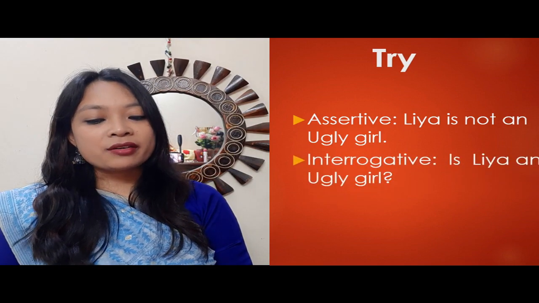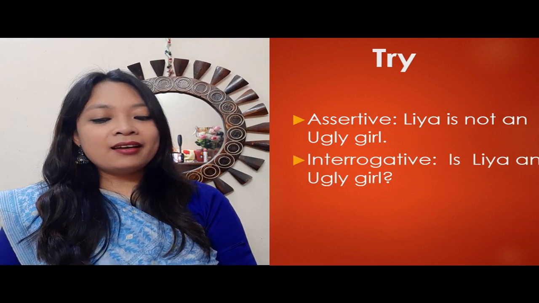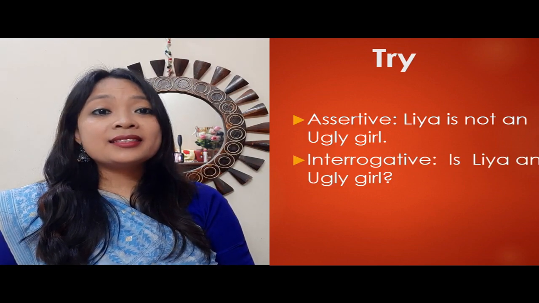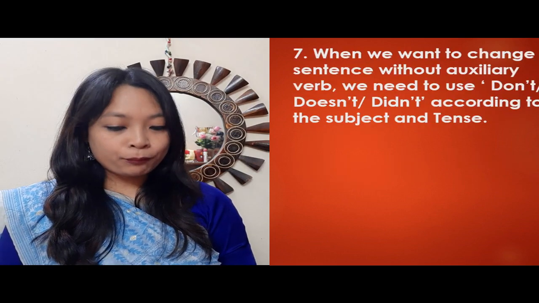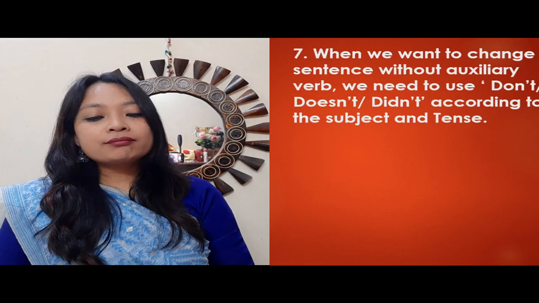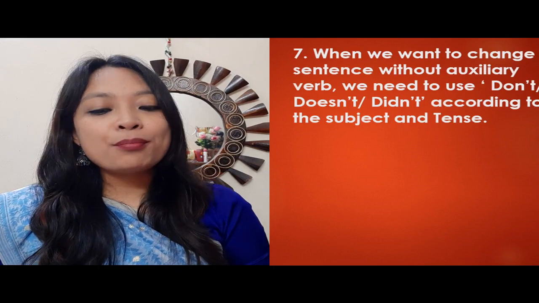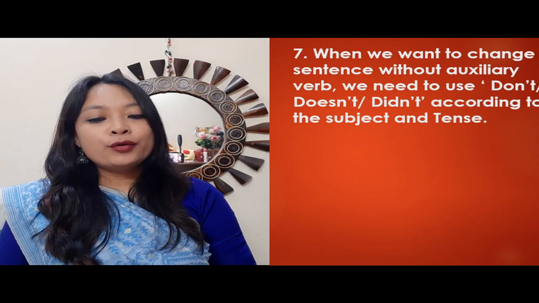So dear students, the answer is: Is Leah an ugly girl? Right. So what do we have in rule number 7?